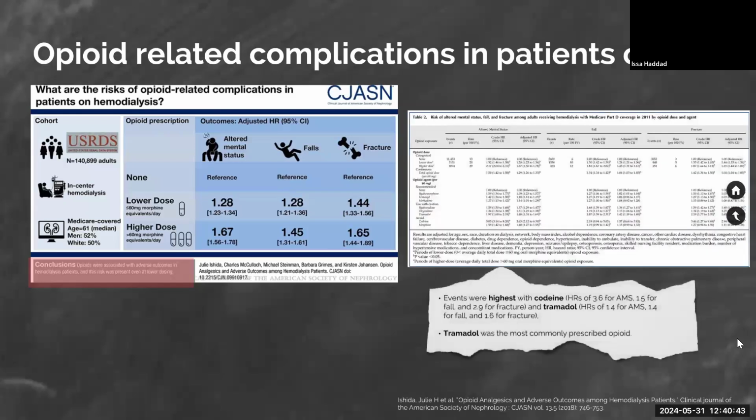So when they looked at the different opioids, the most common were actually codeine, which we talked about is in the red category, and tramadol, which was also in the red category. However, they were still prescribed.